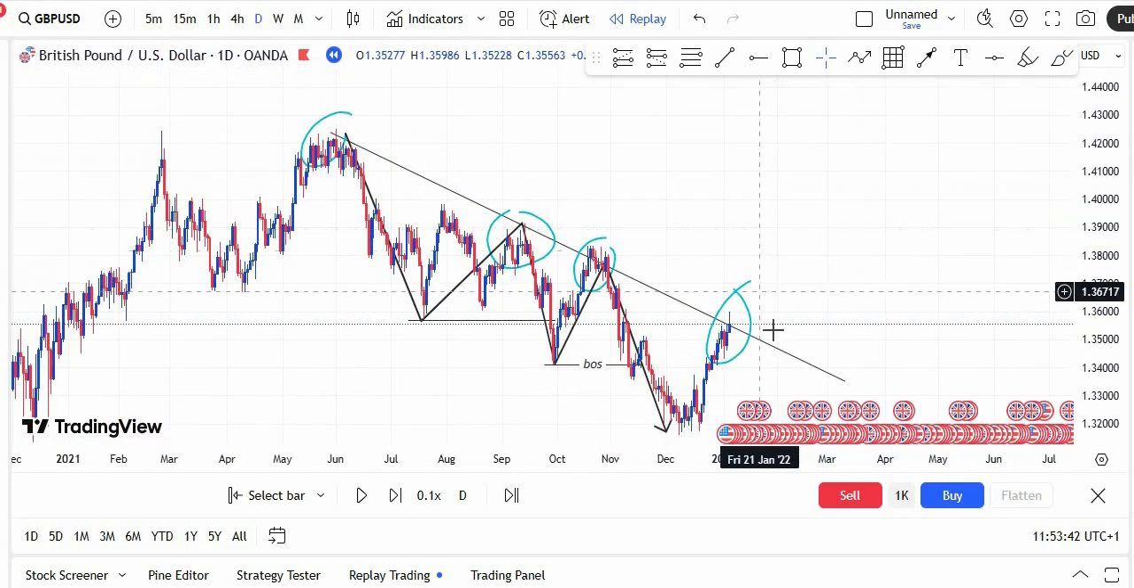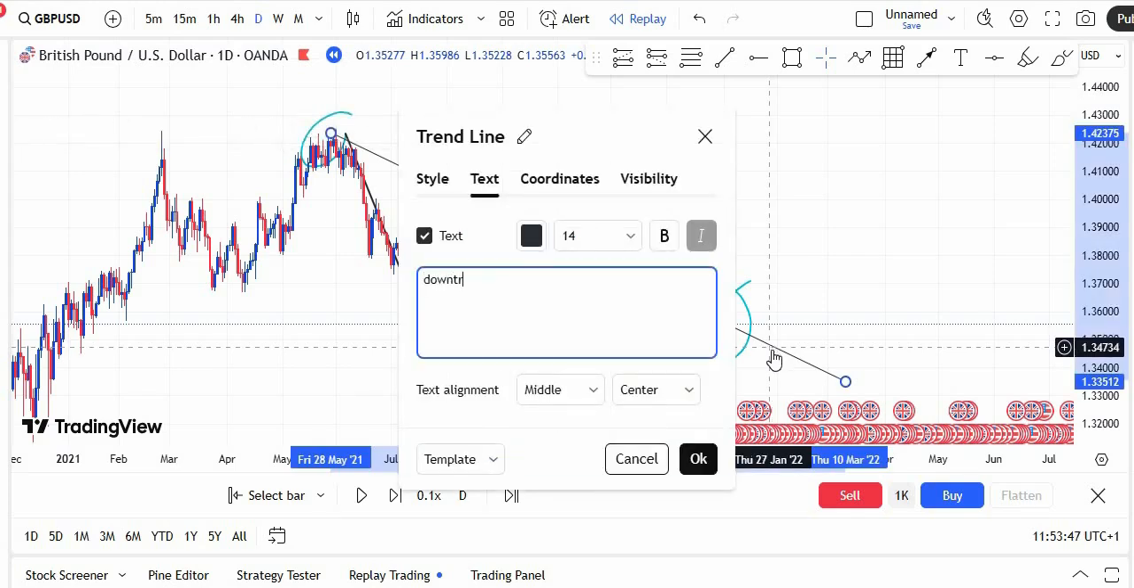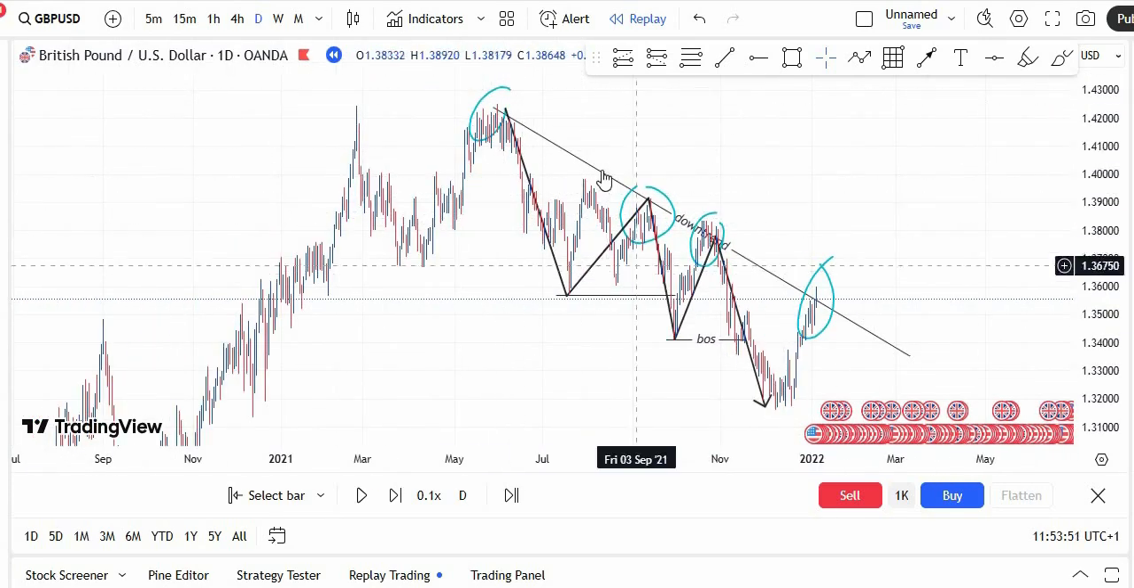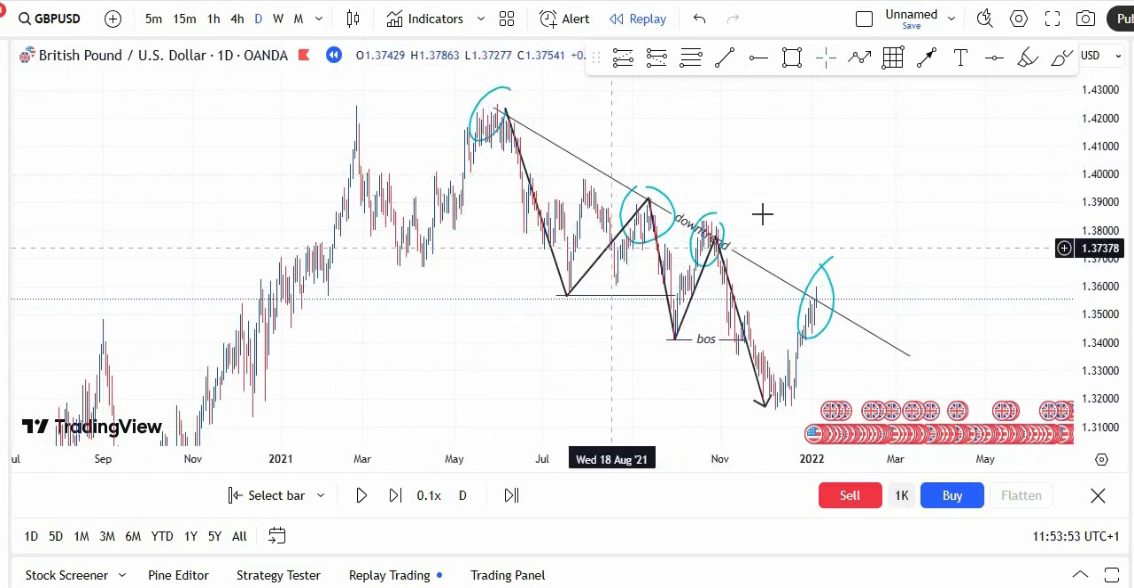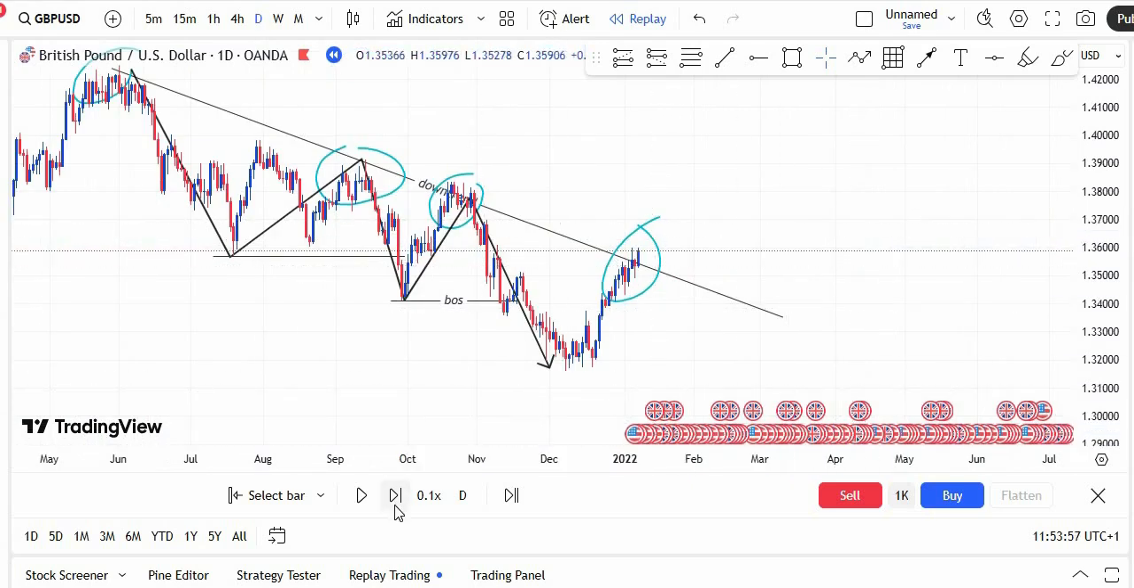Because now we can say we are in a downtrend, because the market has been retesting off the trend line multiple times. First, second, third. Now it's having the fourth touch. So let's see what the market has to offer again.